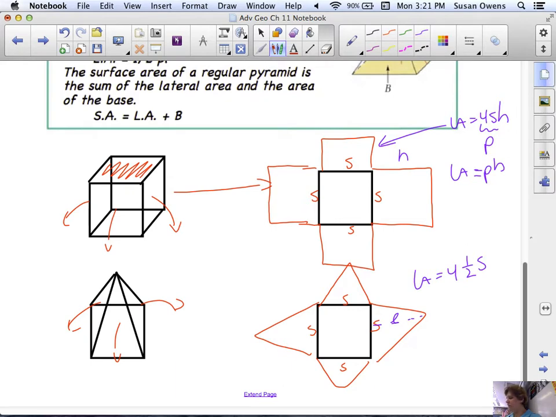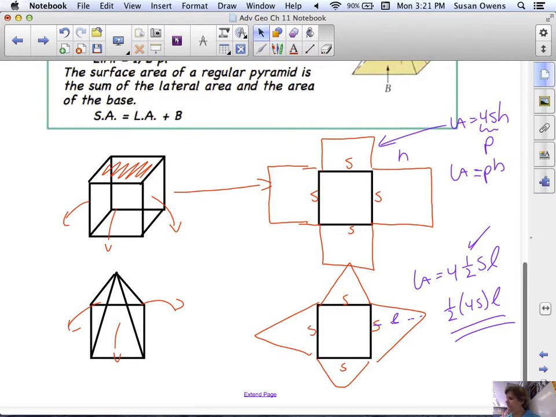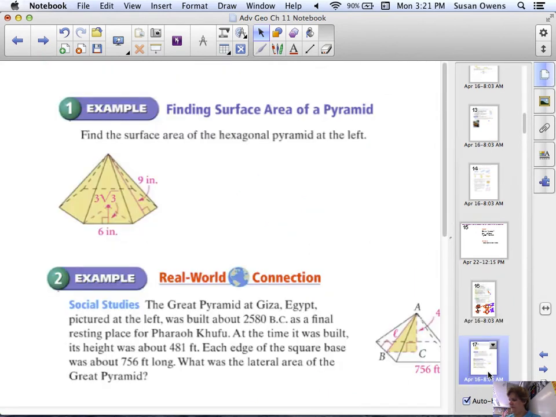It's the altitude of the face of it. And if you rearrange this a little bit, what you end up getting is 1/2 times 4S, which is our perimeter, times the slant height. So a couple of things that help me remember. I always think of the pyramid as having faces that are triangles, so I have to remember there's a triangle formula in there, 1/2 base times height. But instead of being 1 base, it's the perimeter. It's all the way around. And then 1/2 of that perimeter times the slant height gives me the lateral area.